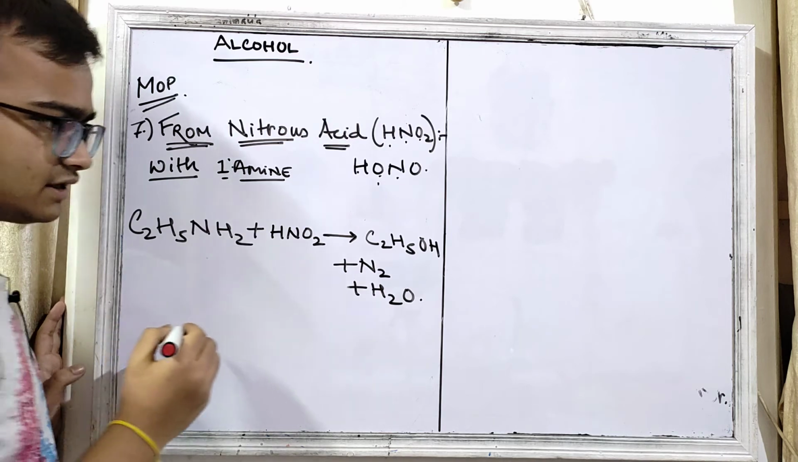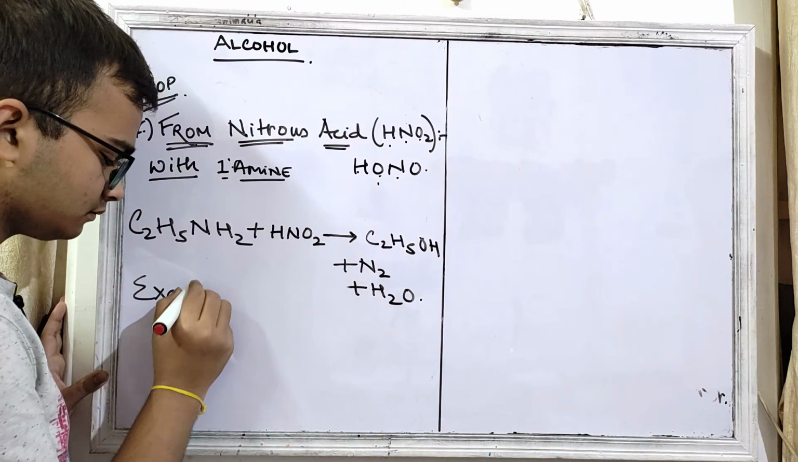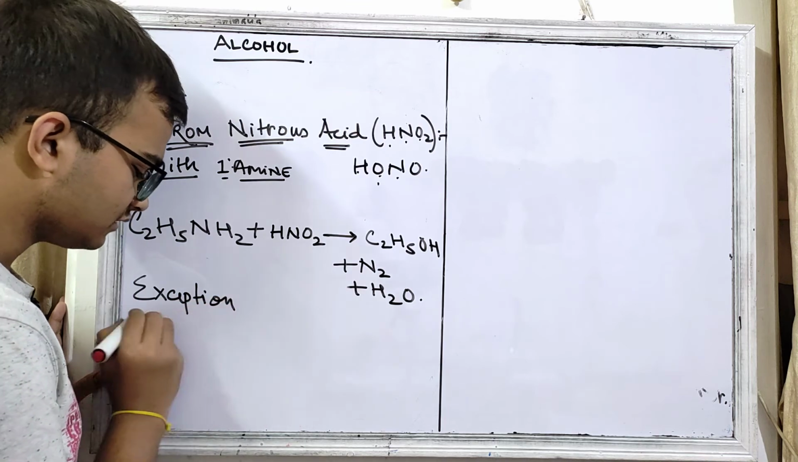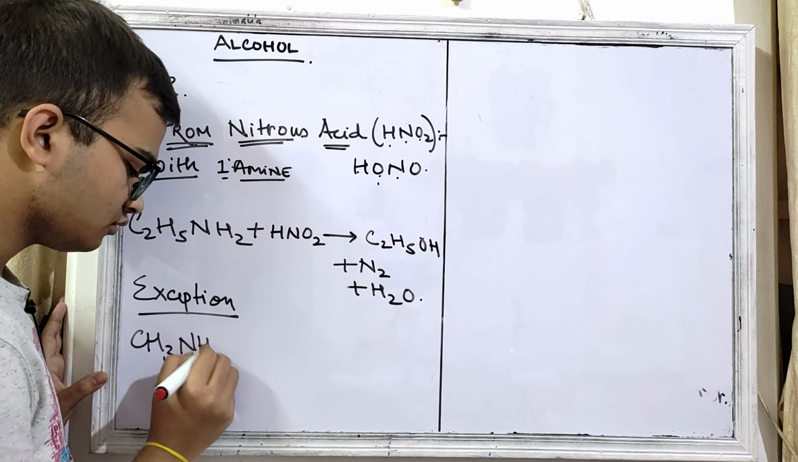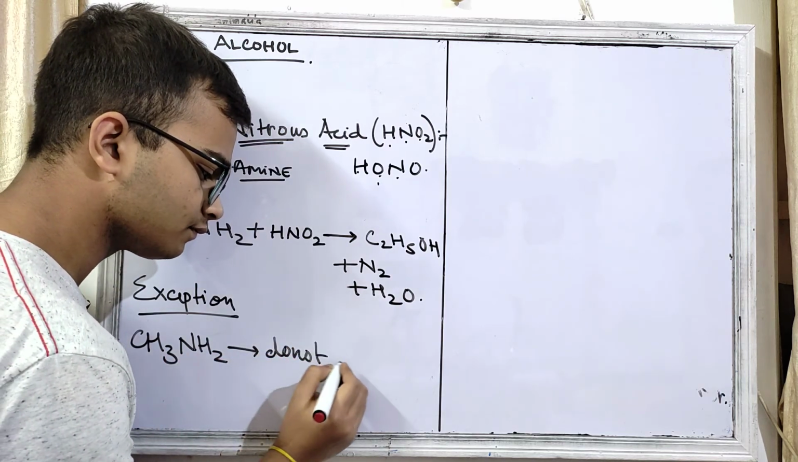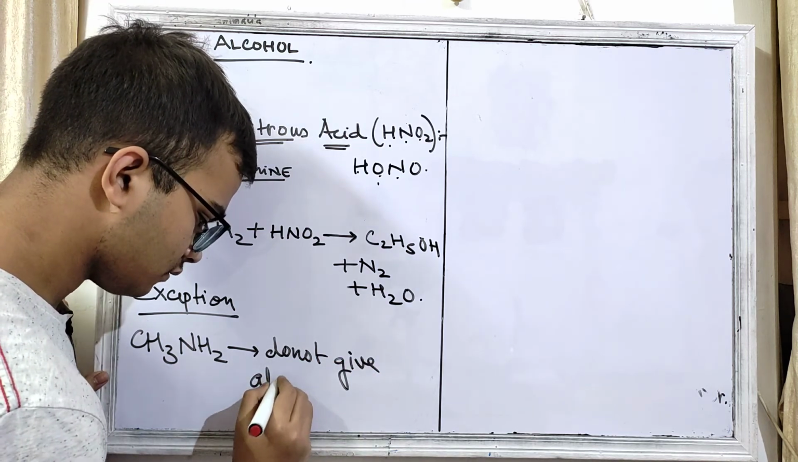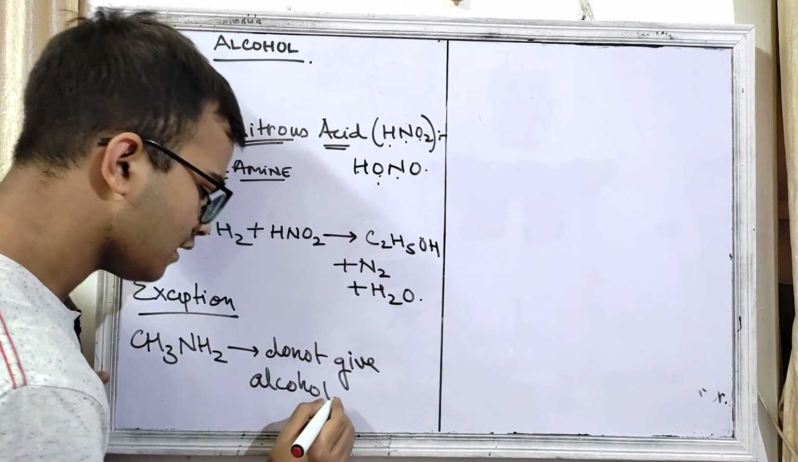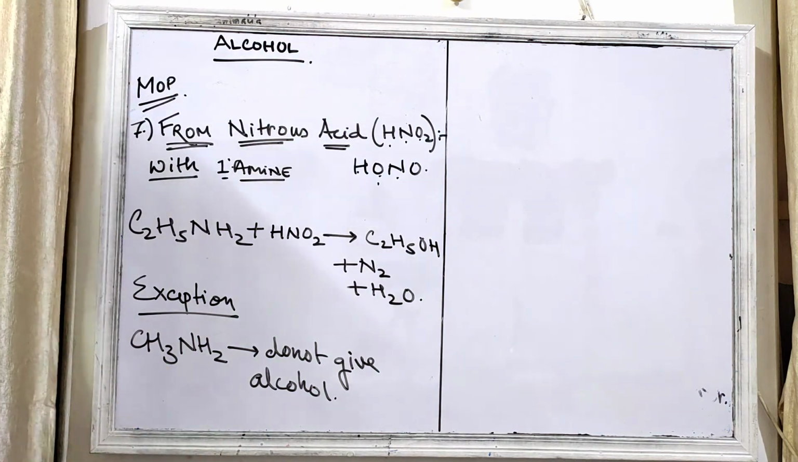Now there is an exception for this preparation. It is that methylamine, CH3NH2, does not give alcohol. This is the exception which you have to remember, that methylamine will not give alcohol.